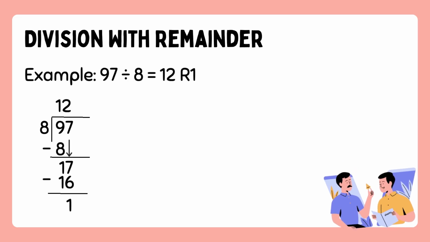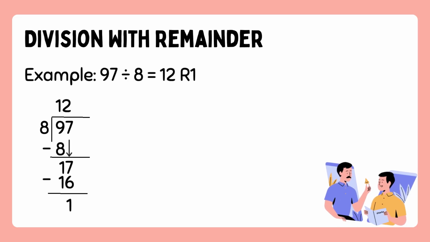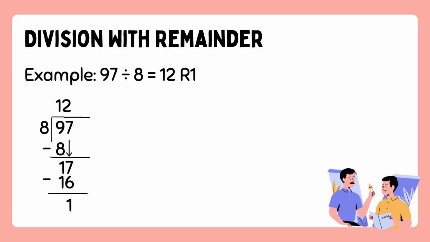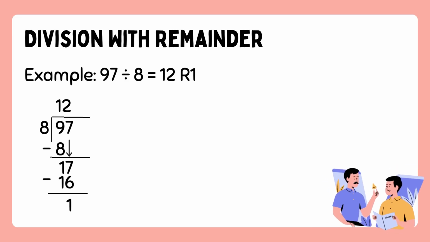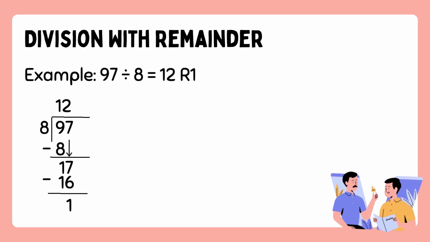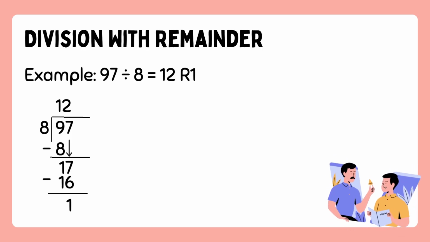Multiply. 1 times 8 equals 8. Write 8 under the 9. Subtract. 9 minus 8 equals 1. The remainder after this step is 1. Bring down the next digit, the 7, making 17.